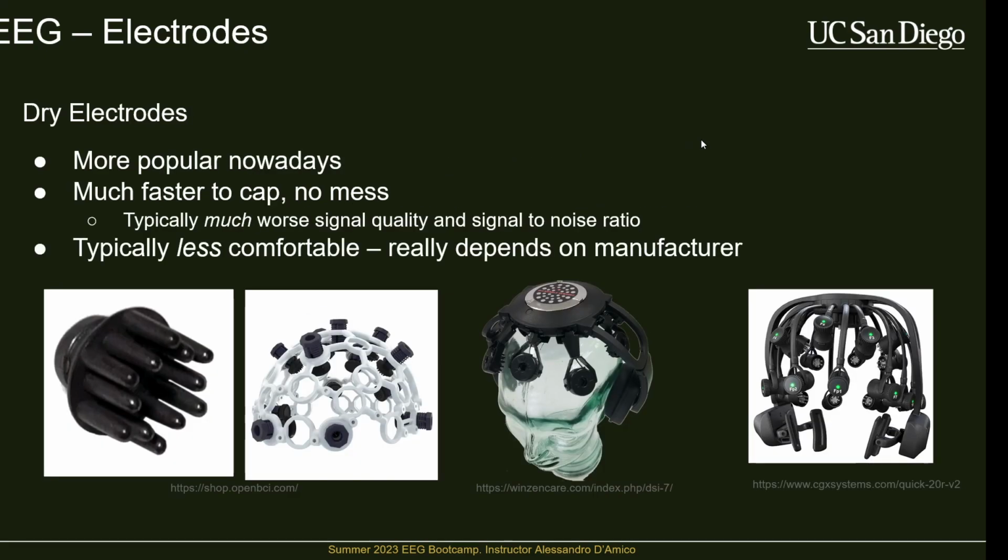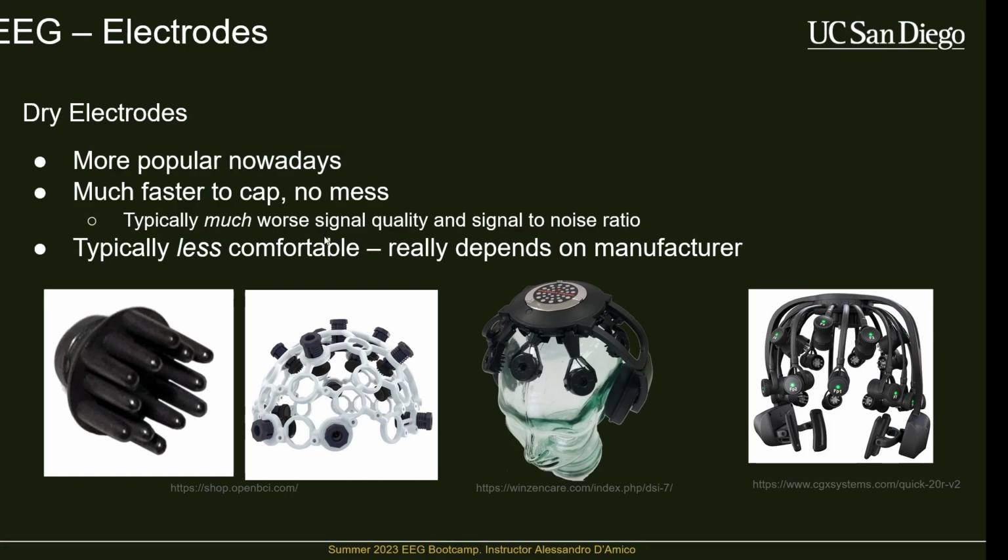We also have dry electrodes. These are becoming a lot more popular nowadays, especially for brain-computer interfaces. The main benefit of dry electrodes is that they're much faster to prepare, so you just put a headset or a cap, which I'm going to call them, on somebody's head, and you sometimes have to twist these electrodes around in order for them to go through the hair, sort of like a comb, and the goal is that these tiny little feet will make direct contact with the scalp.